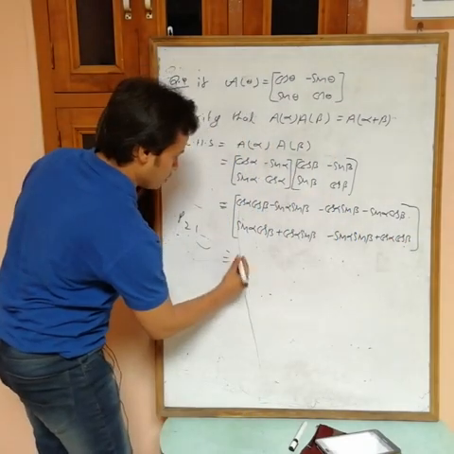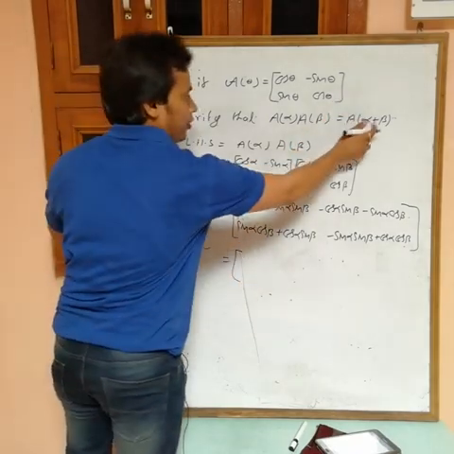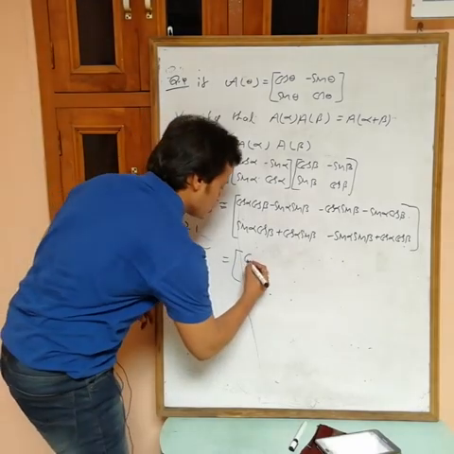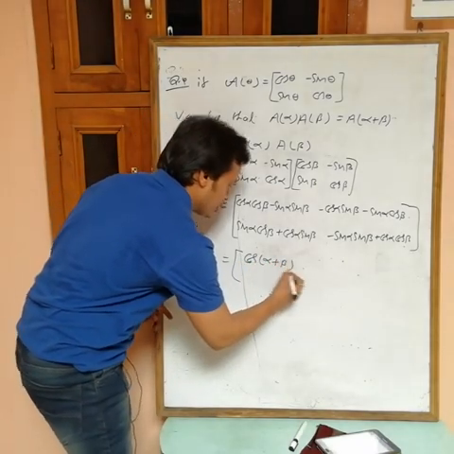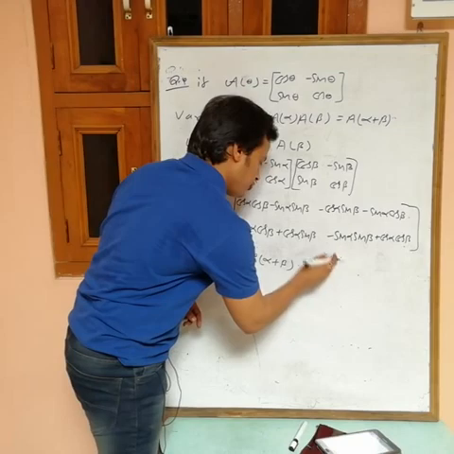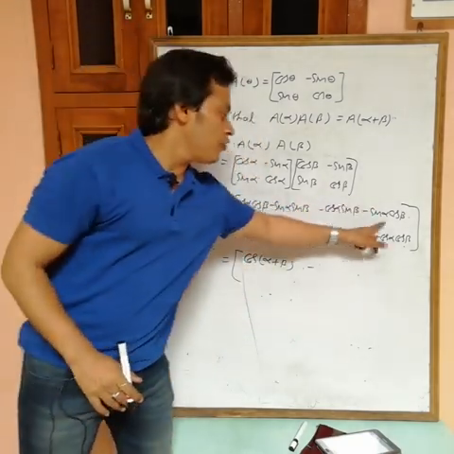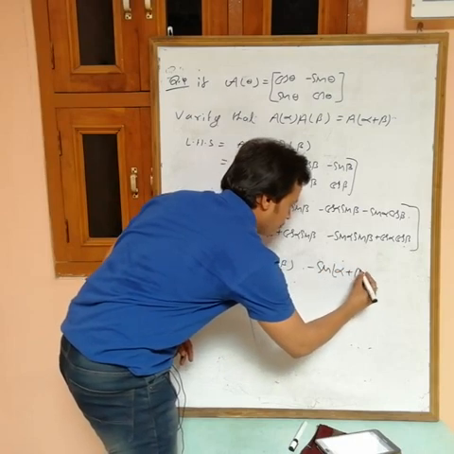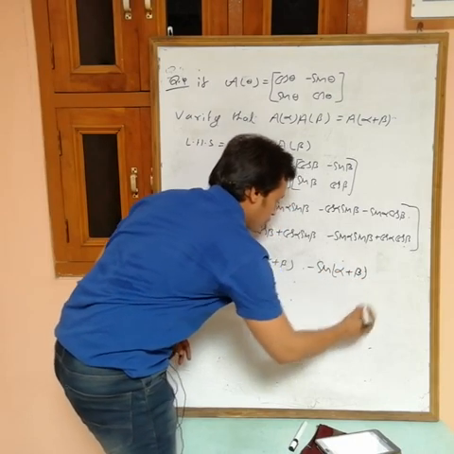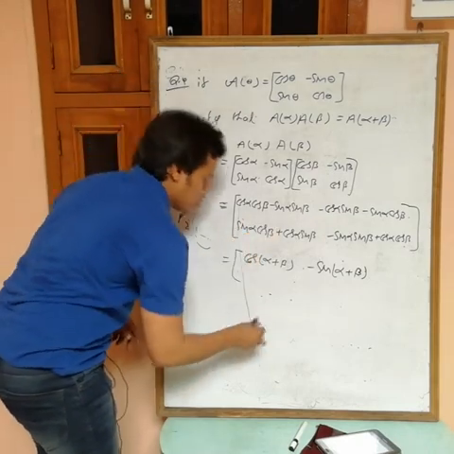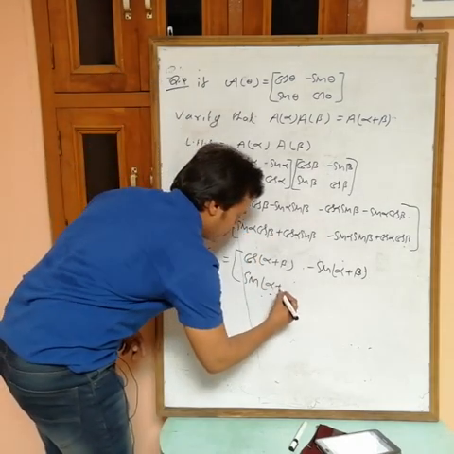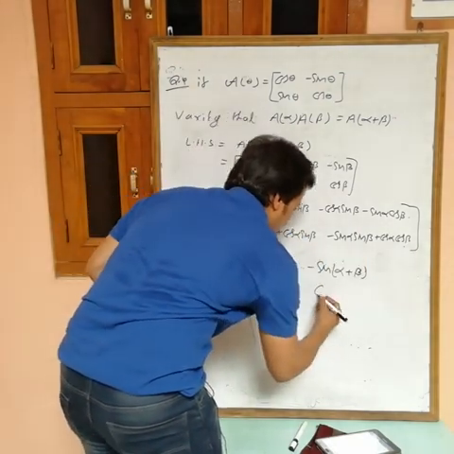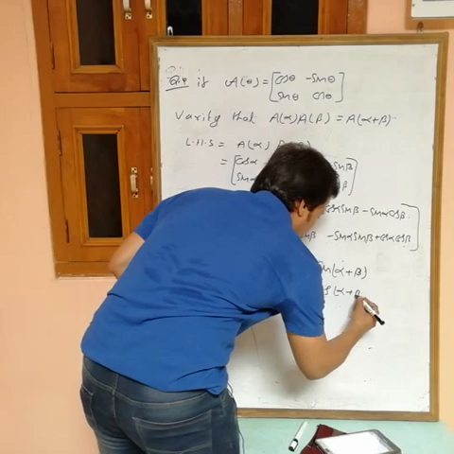Now see, we want it in terms of alpha plus beta. Cos alpha cos beta minus sin alpha sin beta is the formula of cos alpha plus beta. If you take common minus, then you will get sin alpha cos beta plus cos alpha sin beta, which is the formula of sin alpha plus beta.